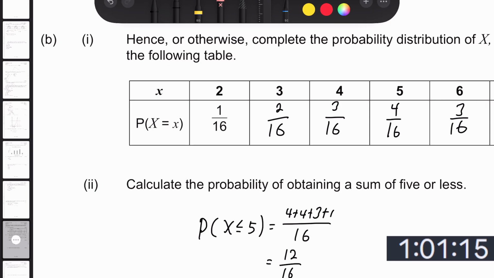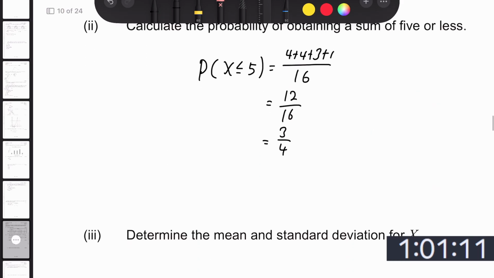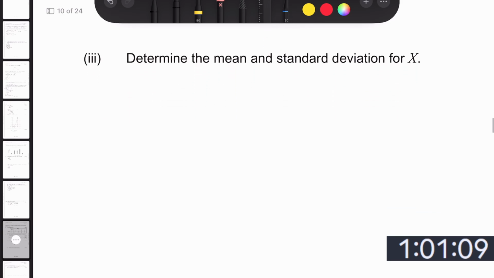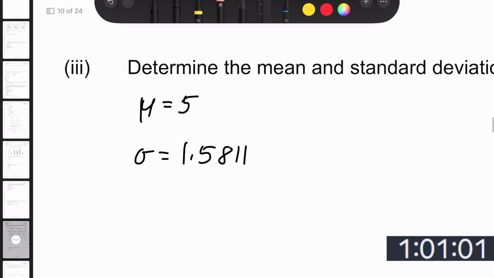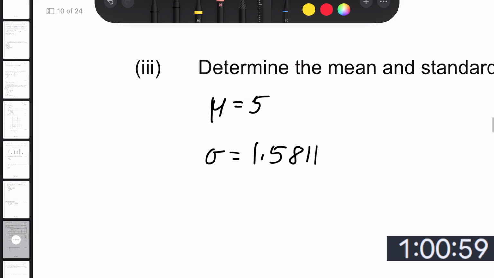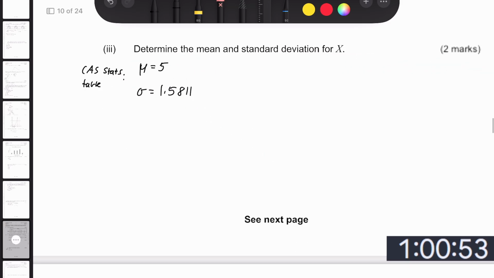Okay, now I go to calculate the two-variable statistics. I change to list 2. The mean is going to be equal to 5. The standard deviation is 1.5811. And I'll just write here that I got it from the CAS stats table. Okay, there you go.